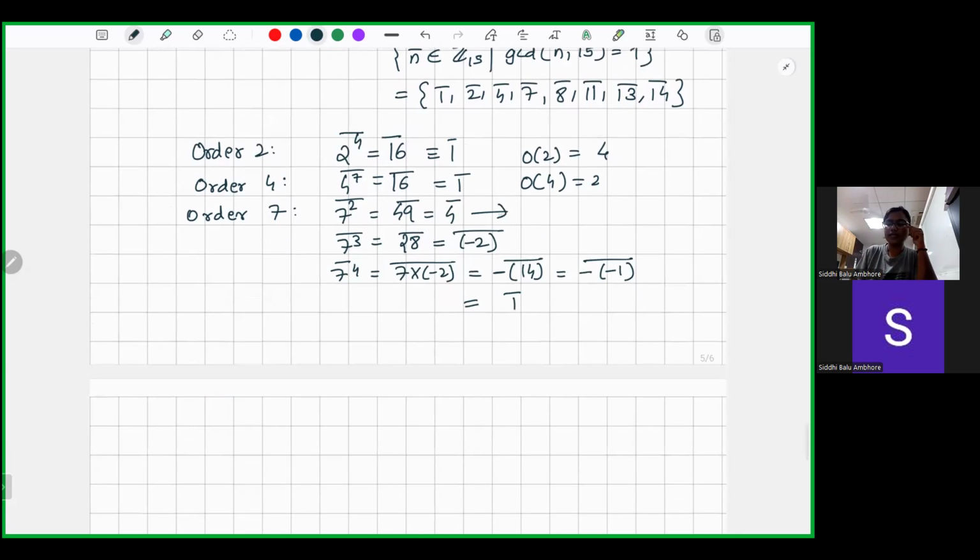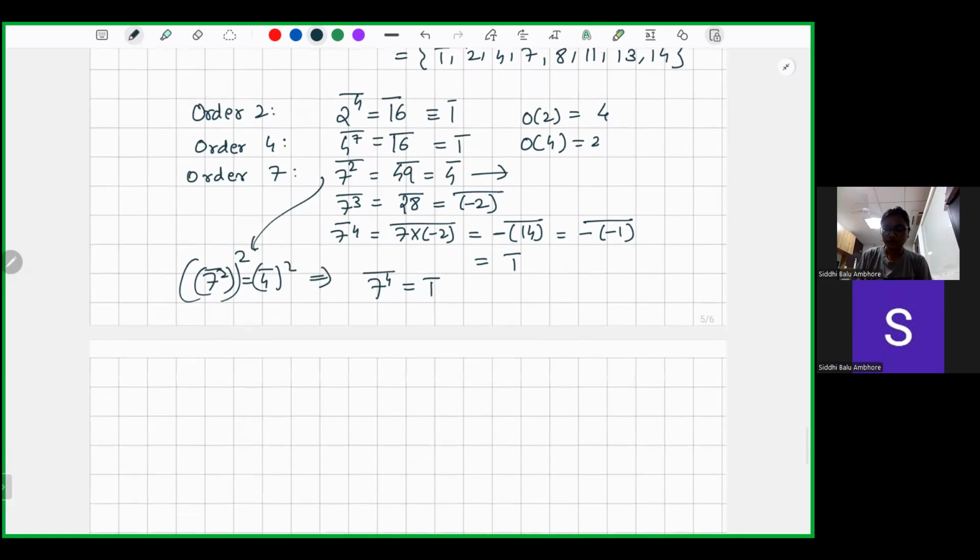From here itself, since 4 has order 2, you could have understood that we need to raise it to power 2. What I was saying is that I know 7 bar is 4 bar, but the order of 4 bar is 2. So this will give me 7 bar as 4 bar squared, that is 1 bar. That's what I was implying here. It doesn't matter, we anyway got the answer. Similarly, we can do for 8 and other numbers.